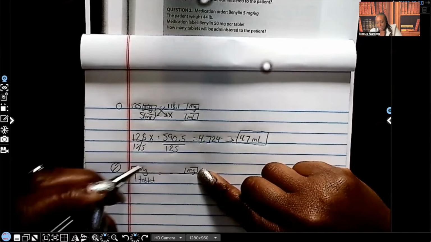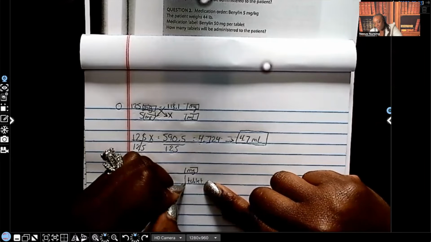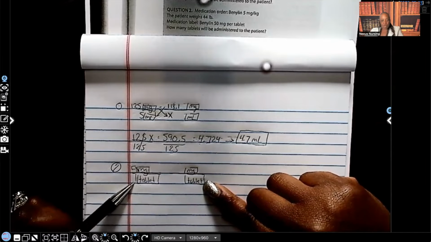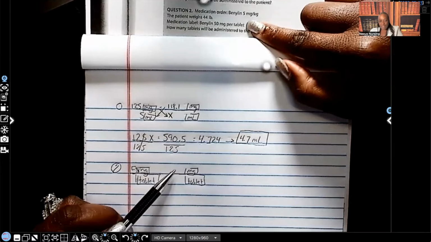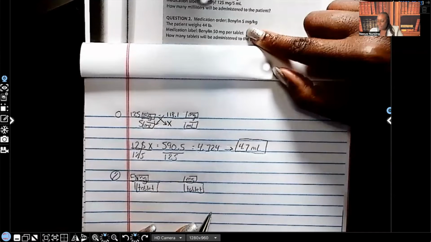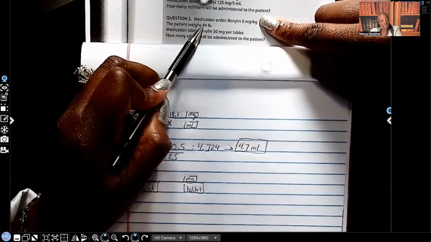My unit is going to be milligrams because I have milligrams over here. And whatever I have down here has to be what? Tablet. Yes. How do I know this? Because I have tablet on the other side. So I have 50 milligrams over 1 tablet right here. How do I figure out what I have on this side? Let's look at the rest of our question. 5 milligrams per kilogram. Well, we can't figure out what that is until we turn our 44 pounds into kilograms.